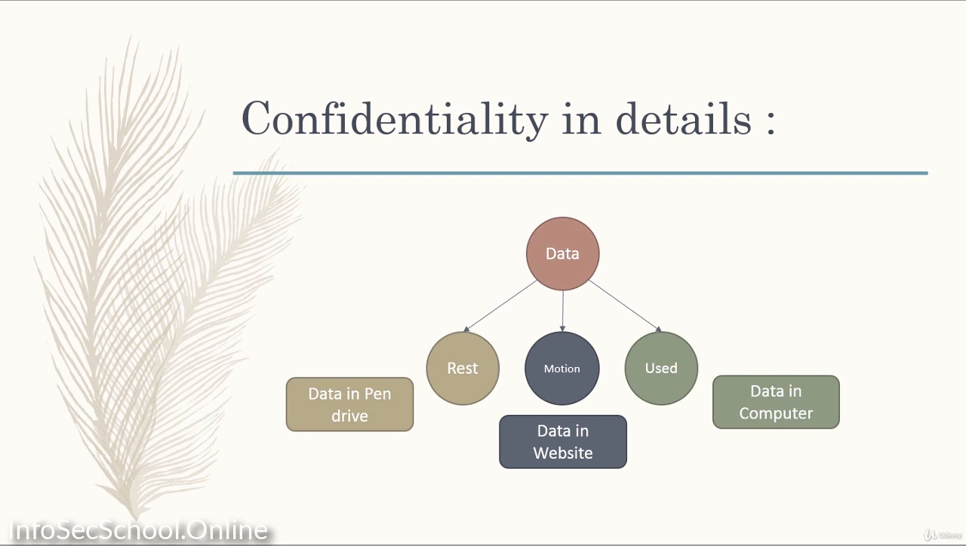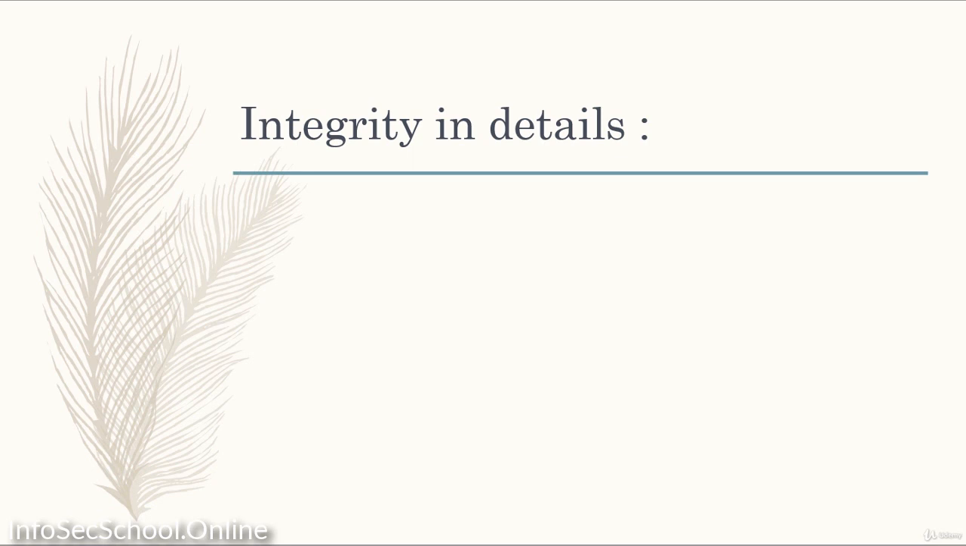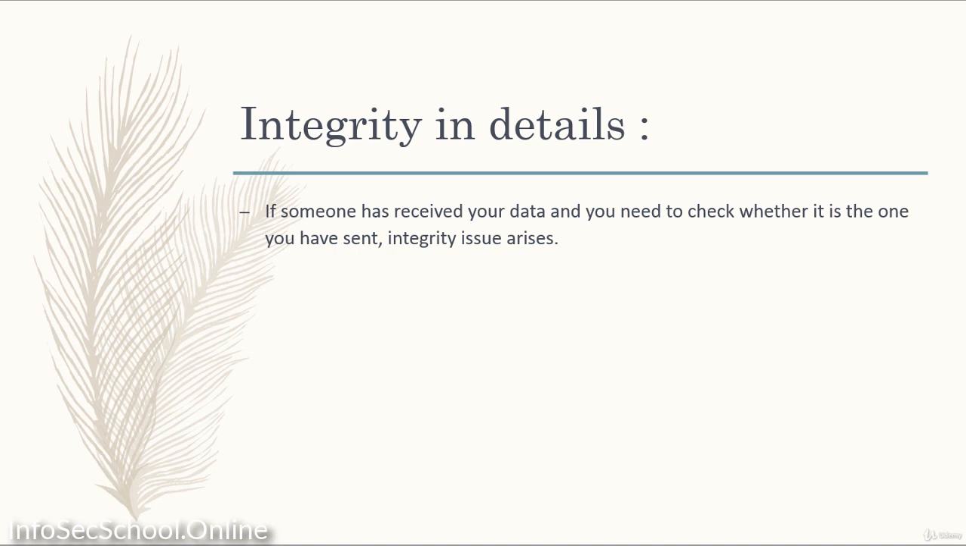So let's go to the second slide. We have already done with confidentiality, and the second part is integrity. Whenever we hear integrity, you have some sort of idea in your mind, okay, fine, there are some best things to happen or the best possible way to protect something. So integrity is here. Like if someone has received your data and you need to check whether it is the one you have already sent, the originality checking, then the integrity issue arises.